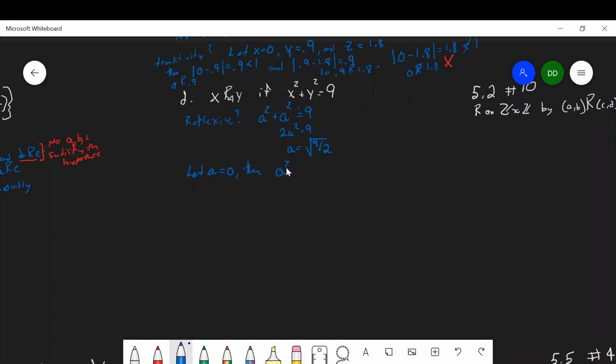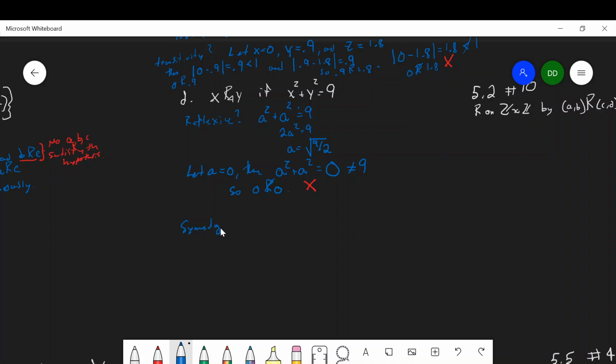then a squared plus a squared equals 0, which is not equal to 9. I just need to find one value, right? That's why I can let a be 0. So 0 is not related to 0. And so this is not reflexive. There's at least one real number that isn't related to itself, and so it's not reflexive.